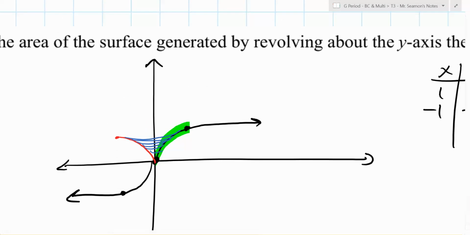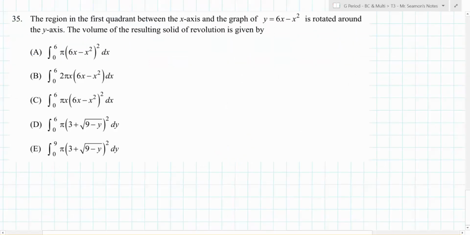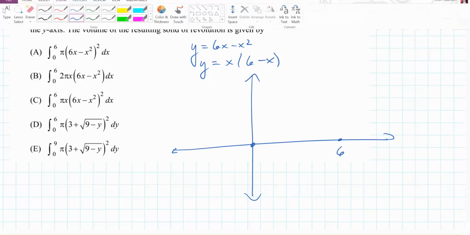So what's the key thing you have to remember how to do? What's it asking you for? y equals 6x minus x squared is rotated around the y-axis. What did you guys do first on this one? So we have y is equal to 6x minus x squared. So y is equal to x times what? 6 minus x. This is what I would do. So where does this cross? It crosses at 0 and 6. Does it face up or down? Down.